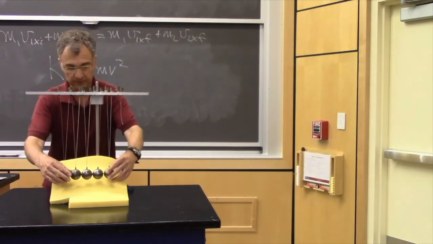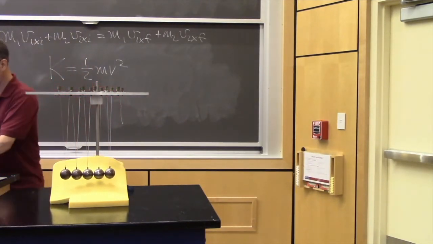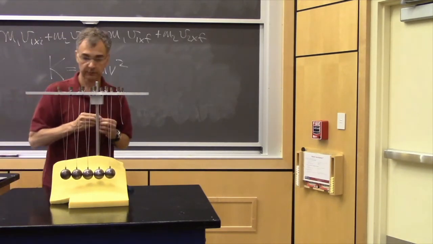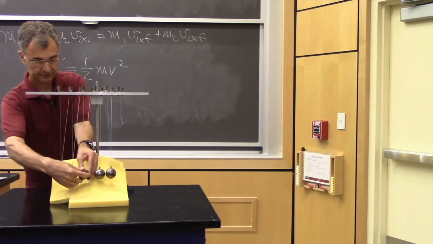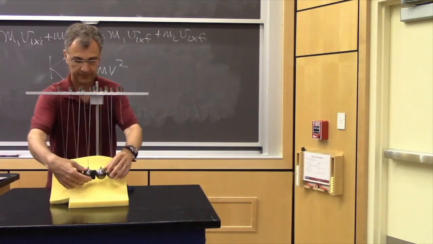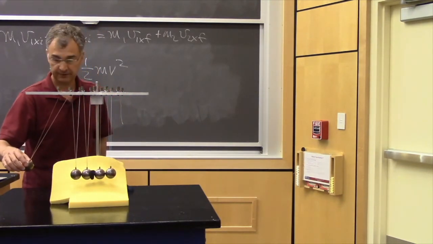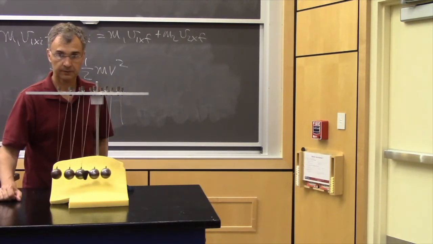So again, what if we spoil the elasticity somehow? So we'll take a piece of Play-Doh and we'll put it somewhere in here. Maybe we'll put it here. And now I'll pull one ball back. And what's going to happen? Oh.